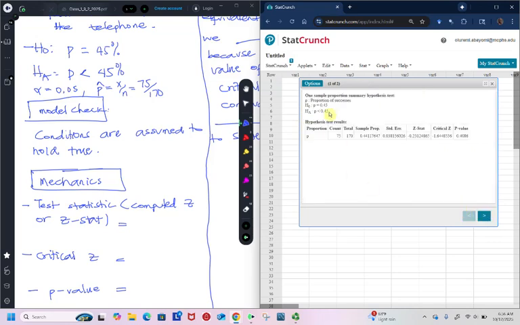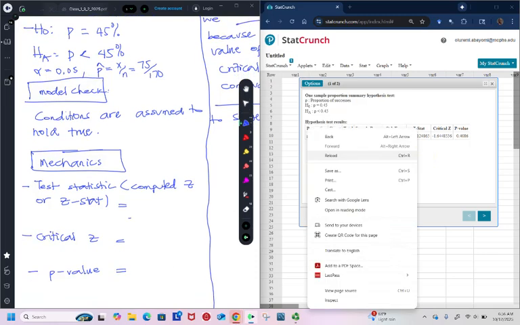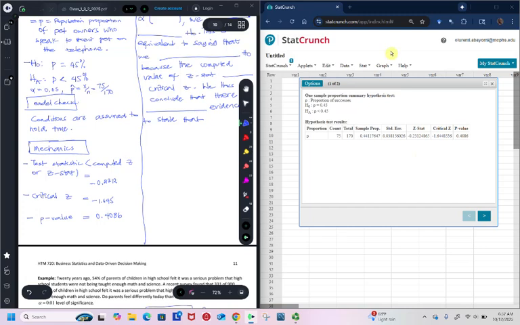In this case, we have the null and alternative hypothesis, and our z-stat value is negative 0.2312, and the critical value is negative 1.645, and the p-value is 0.4086. And with that said, let us use those numbers to draw a conclusion here.